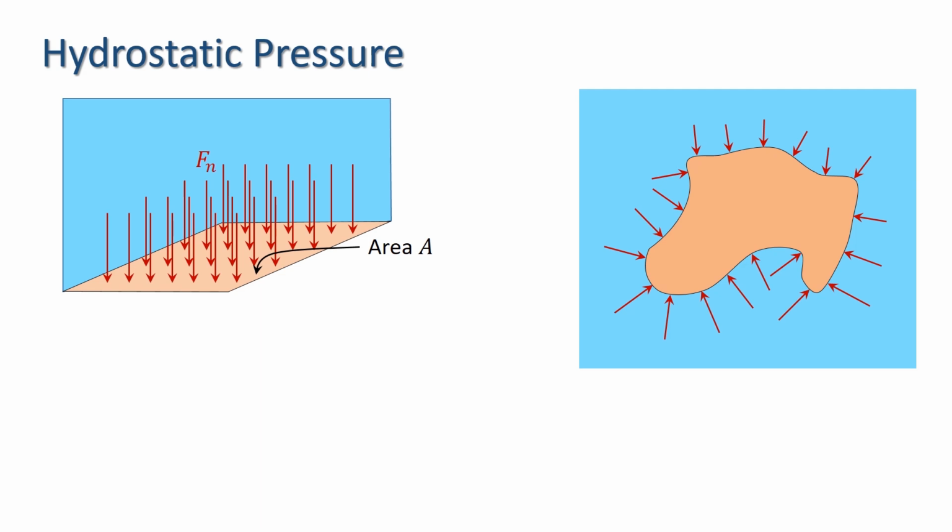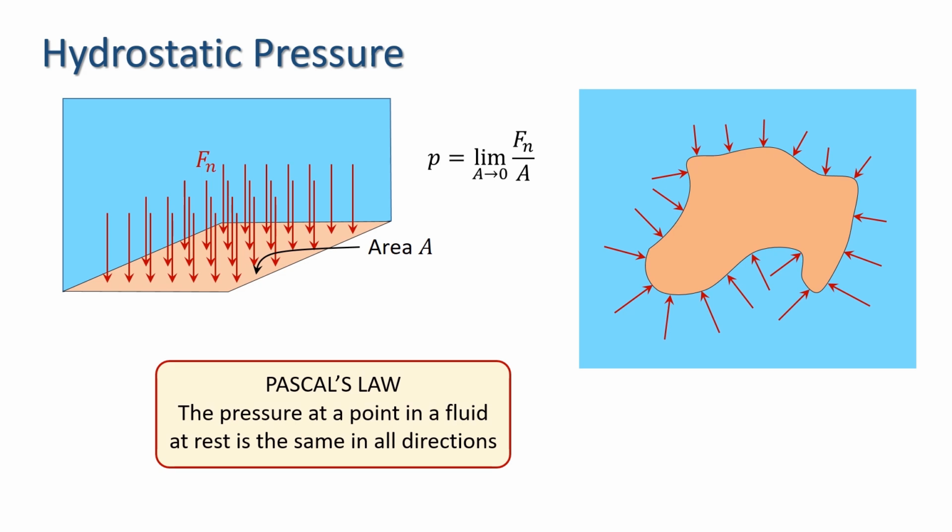Okay, so let's take a closer look at pressure. The pressure at a point on a plane surface is defined as the limit of the ratio of normal force to the area as the area approaches zero at that point. From this definition, we can deduce Pascal's law, which states that the pressure at a point in a fluid at rest is the same in all directions. Let's have a look at where that comes from.